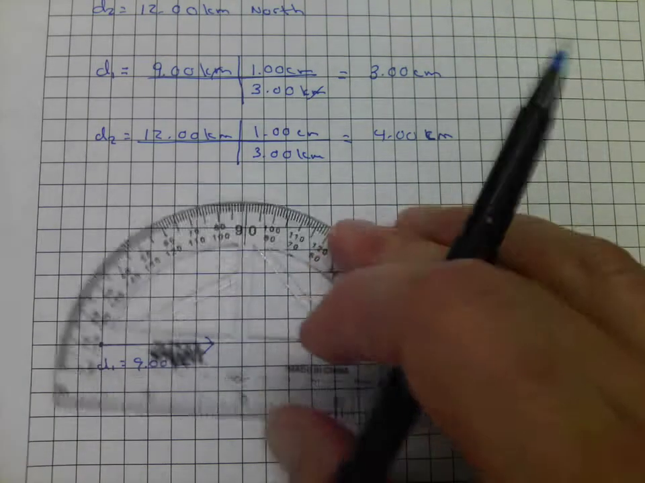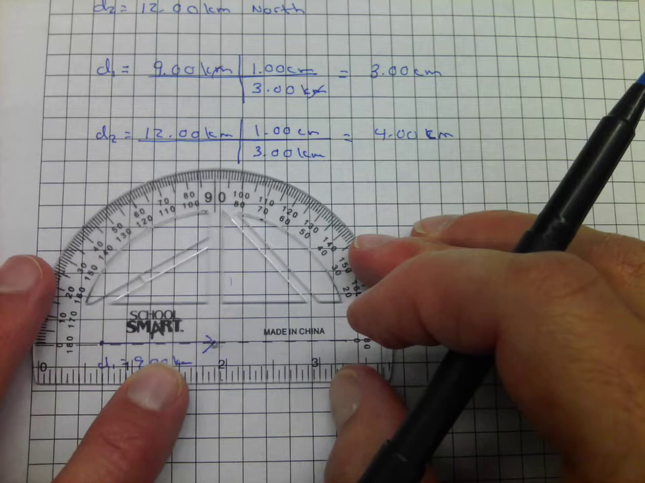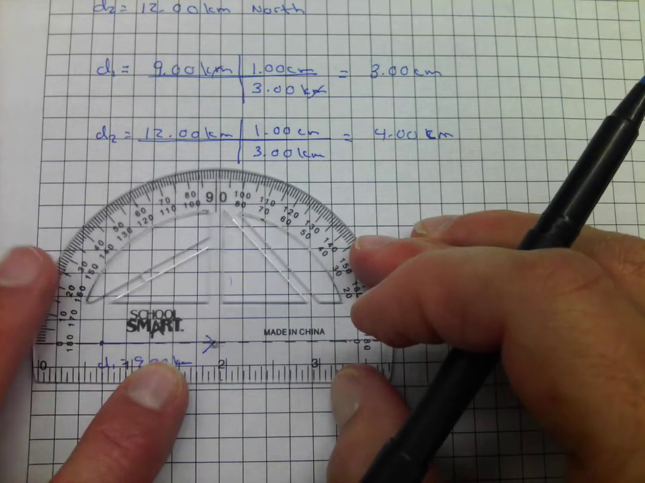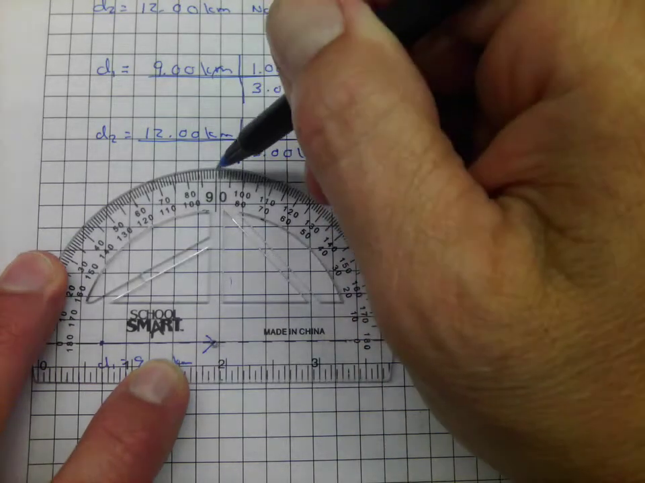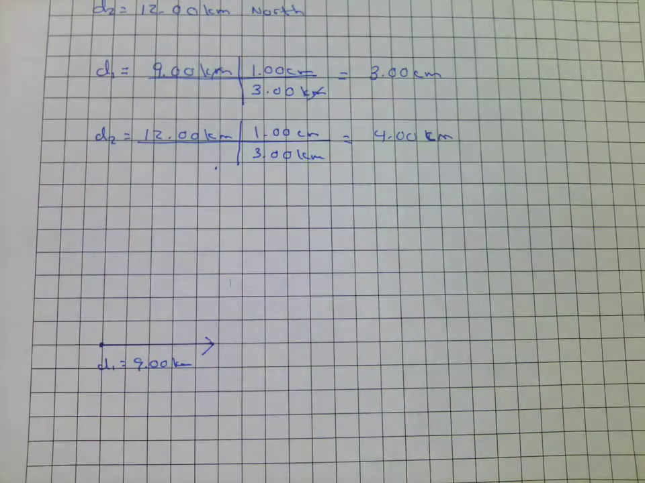So in order to make sure it goes due north, I'm going to put my protractor here, line it up with the tip of the first vector I drew, make sure it's aligned correctly, and due north is 90 degrees or towards the top of the paper, so I'm going to put a dot right there.